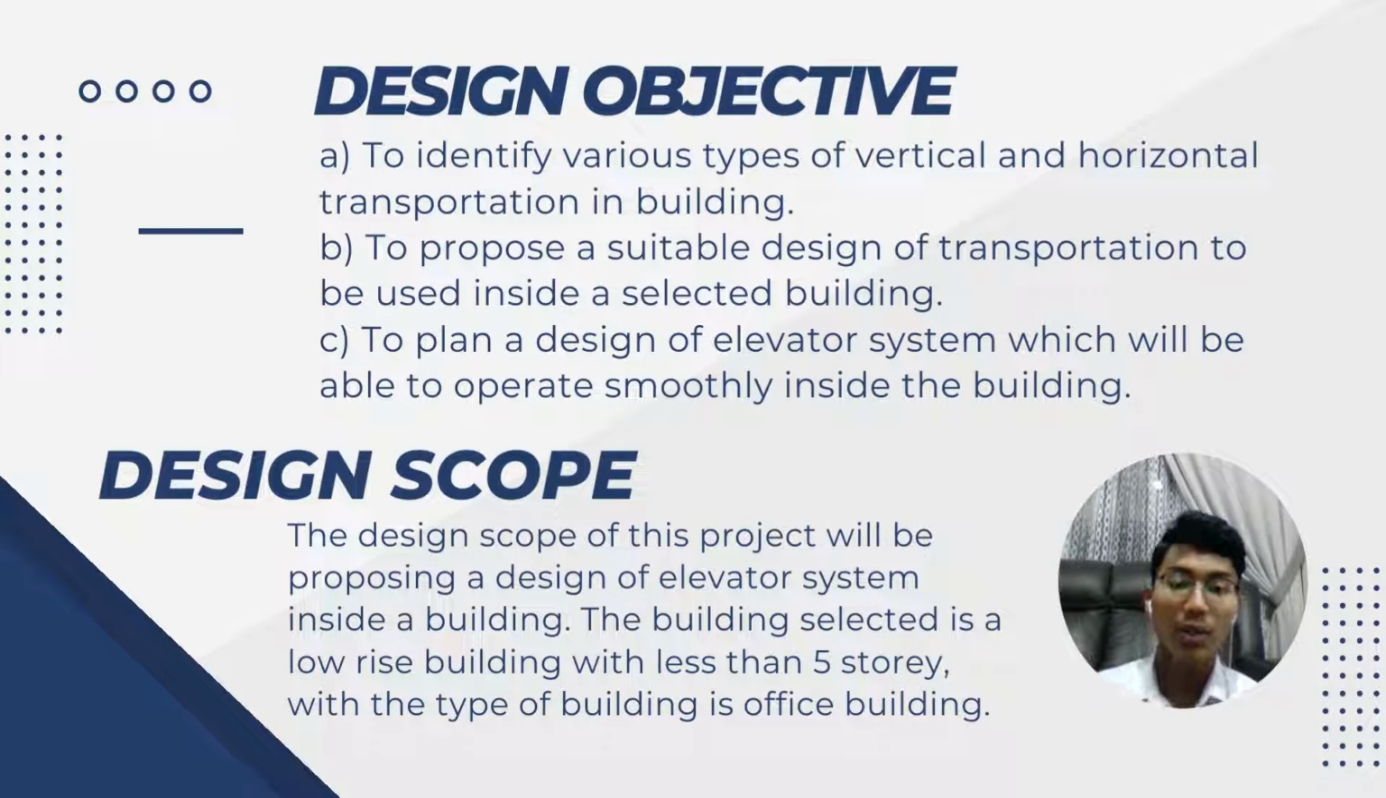The design objectives for our project: the first one is to identify various types of vertical and horizontal transportation in buildings. Next is to propose a suitable design of transportation to be used inside a selected building. And the last objective is to plan a design of elevator system which will be able to operate smoothly inside the building. Our design scope for this project is to propose a design of elevator system inside the building. The building selected is a low-rise building with less than 5 stories, and the type of building is an office building.